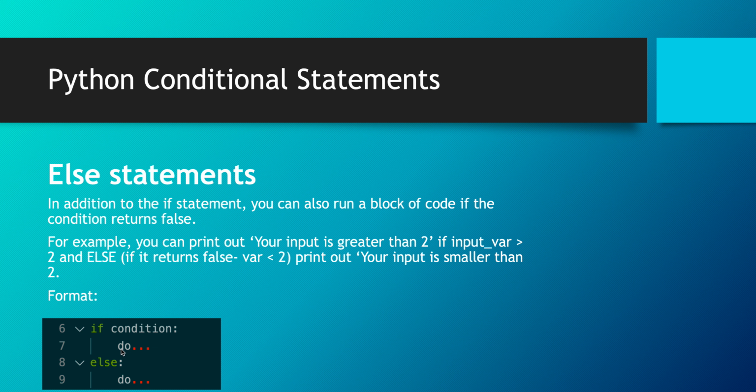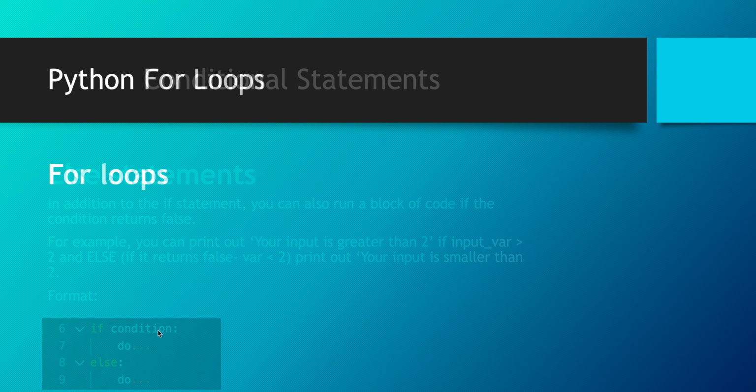If condition, then you do this block of code. Remember this indent. Indentation is very important in Python. If you don't do indents here and in the else code in Python, it will return an error. Okay, and the else will be here. Else colon and then indent, and then you'll do the block of code if the condition is false.